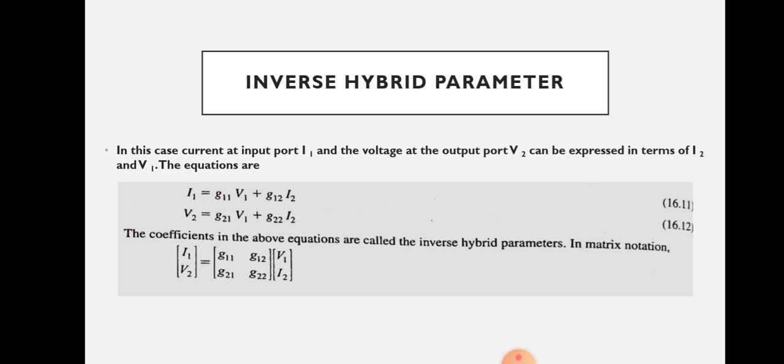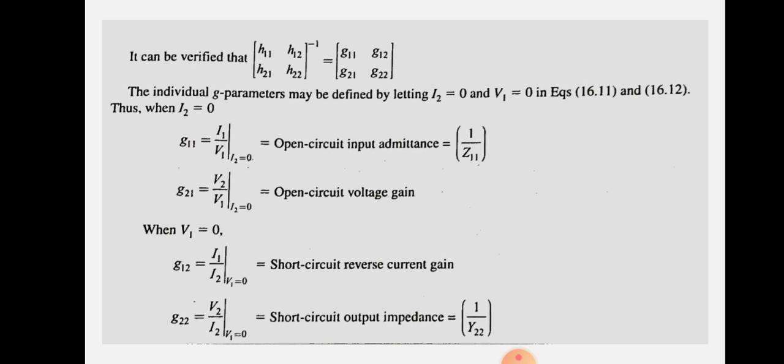Next, for getting the other relations, we use V1 equal to 0. What is the meaning of V1 equal to 0? V1 equal to 0 means the input port is short circuited. So this term becomes 0 and this term becomes 0. So I1 equals G12 I2 and V2 equals G22 I2. So we can write G12 equals I1 by I2 and G22 equals V2 by I2.